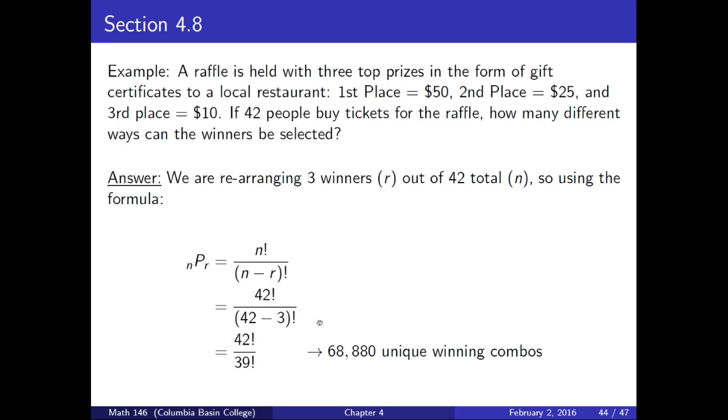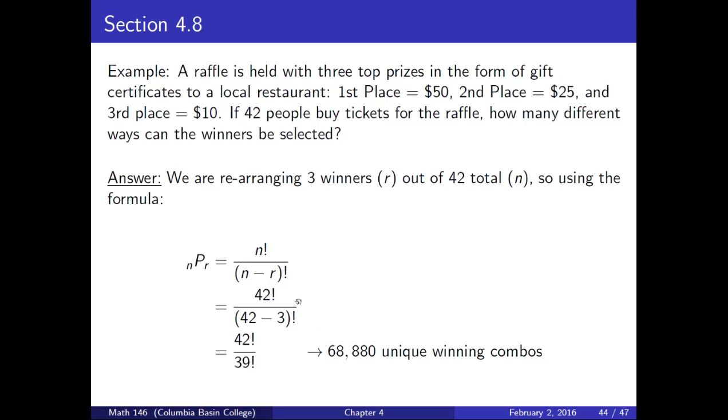Suppose you have a raffle with 3 top prizes. These are all gift cards to a local restaurant. The first place is $50, second place is $25, third place is $10. And if 42 people buy tickets, how many different ways can winners be selected? So in this case, what we're really asking is, how many ways can you rearrange 3 winners out of 42 total? So using my formula, nPr, n is 42, that's total.